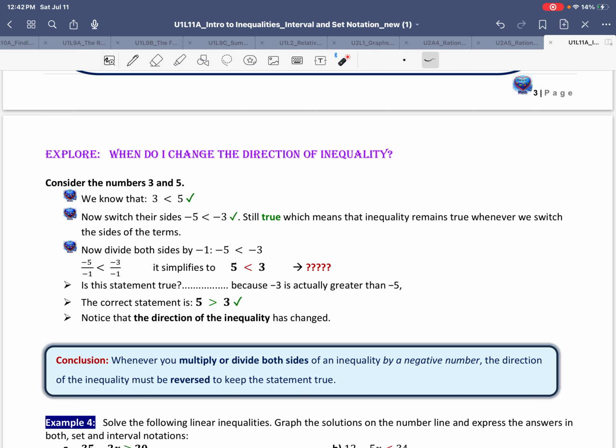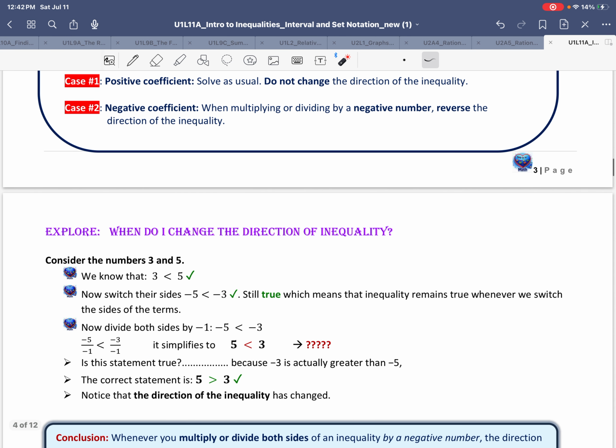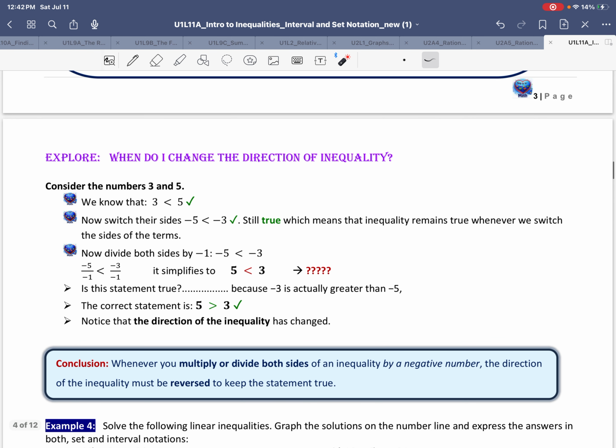Now, when solving inequalities or equations, often we have to divide by the coefficient of x to isolate the variable at the end. So now to observe what happens to the inequality, we're going to divide by negative 1, because this is what we had a problem with, a negative coefficient. If you divide both sides of this inequality by negative 1, and by the way, the same thing applies to multiplying by negative 1, then negative 5 divided by negative 1 will be 5, and negative 3 divided by negative 1 will be 3.